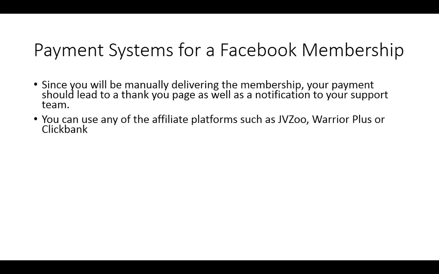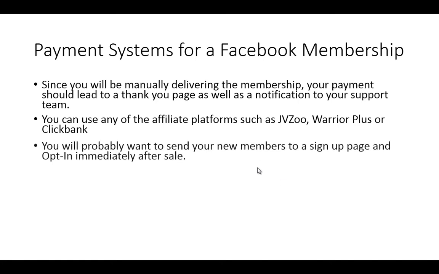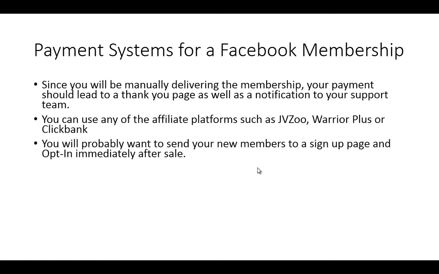Now, that's where we want to talk about how you want to make this transition from your members paying and then quickly getting into the membership content. You want to send your members to a sign up page and an opt-in immediately after the sale. This is pretty important, and you can actually use your autoresponder in order to do this, and I'll show you how to do that right now.